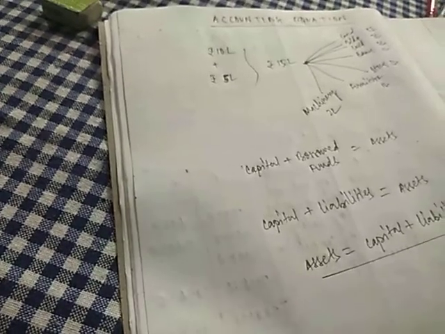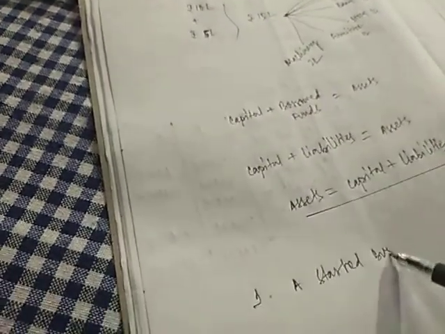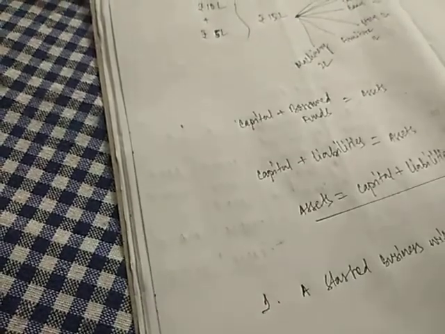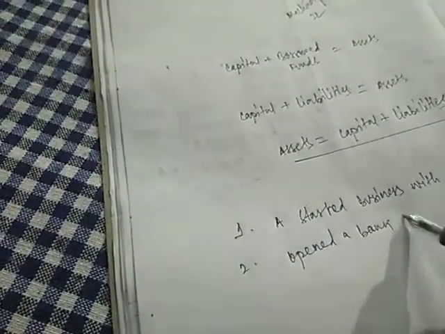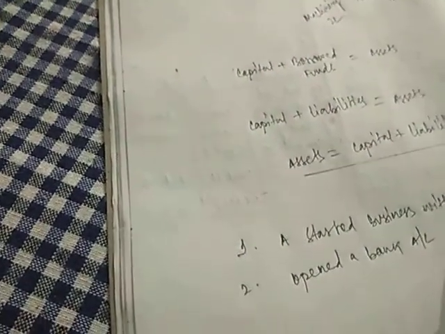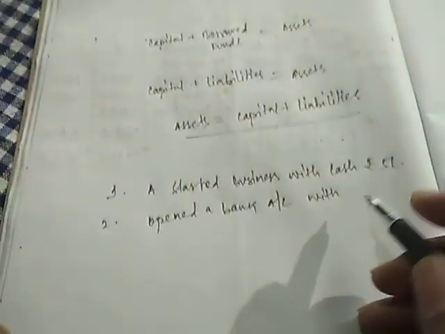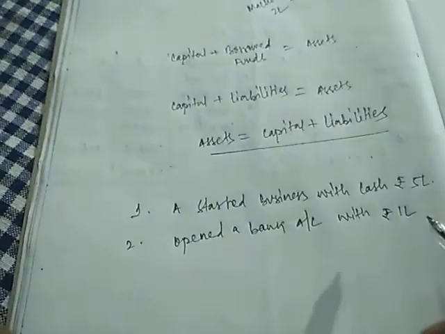Number 1, A started business with cash rupees 5 lakh. Number 2, opened a bank account with rupees 1 lakh.